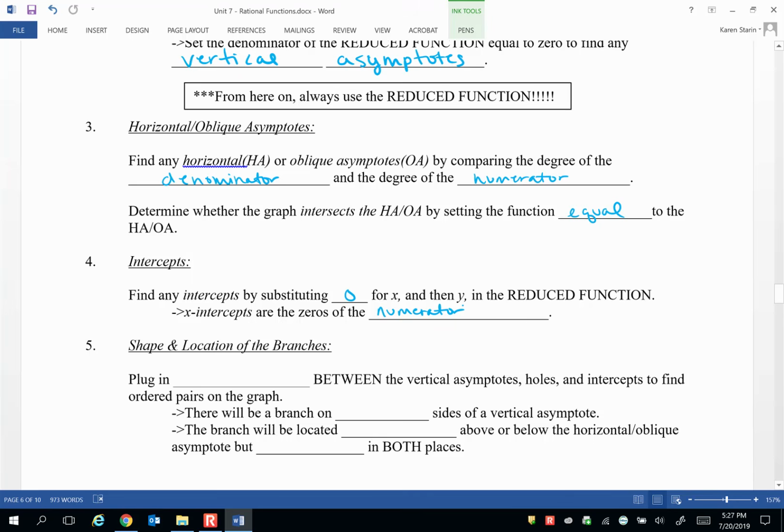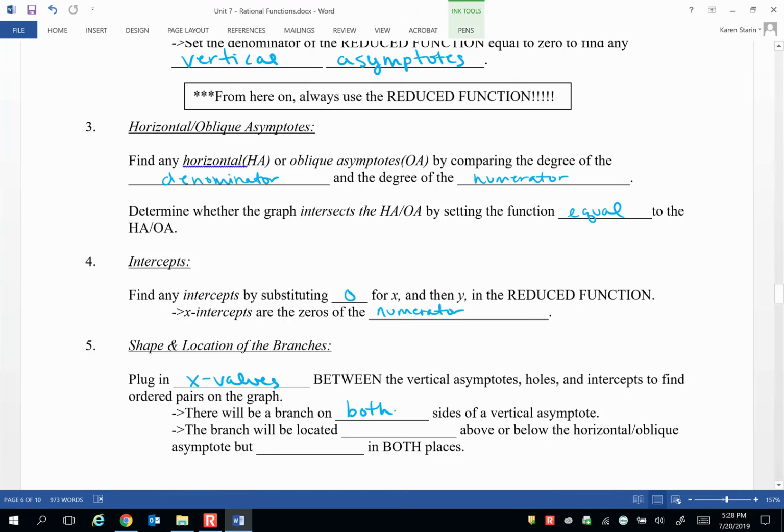Now the shape and location of all the branches. Those are the different curves that are caught between asymptotes. So plug in the x values between the vertical asymptotes, holes, and intercepts to find ordered pairs on the graph. There will be a branch on both sides of the vertical asymptote.